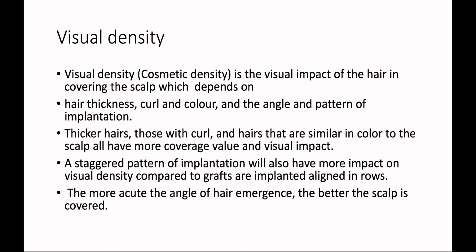There can be a difference of color, they can be straight, they can be very thick or thin. So the thickness of hair, the curl of hair, because the curl will make more surface area coverage. The color means how it contrasts with the skin color, and the angle and the pattern of implantation. If you put a more acute angle, closer to the surface, it is going to cover more. If you make a more obtuse angle, then the coverage will be less. Then the pattern, whether the brick pattern or the row pattern, again the visual density will differ.